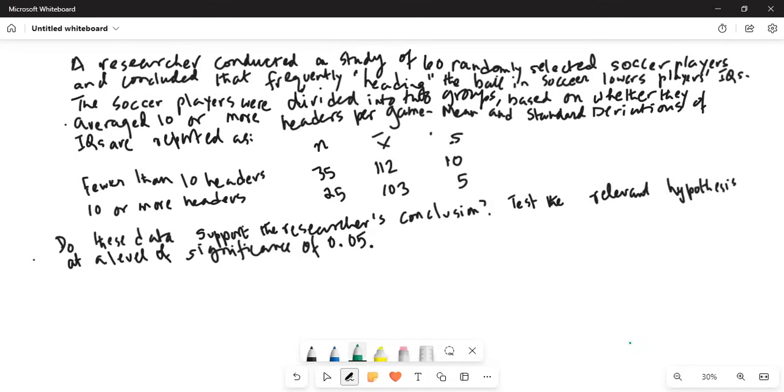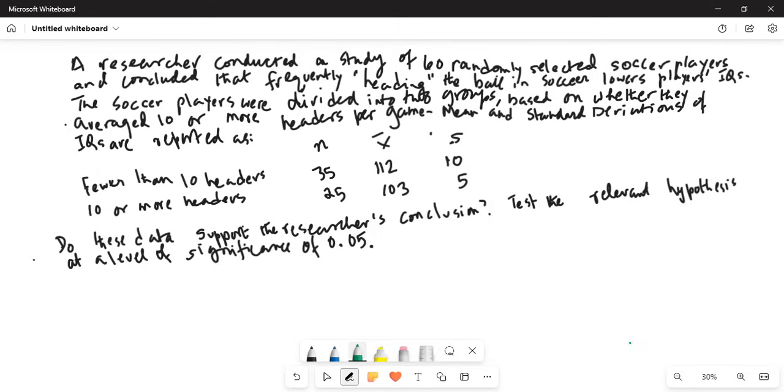So a researcher conducted a study of 60 randomly selected soccer players and concluded that frequently heading the ball in soccer lowers the players' IQs. The soccer players were divided into two groups based on whether they averaged 10 or more headers per game. Mean and standard deviation of IQs are reported as follows.